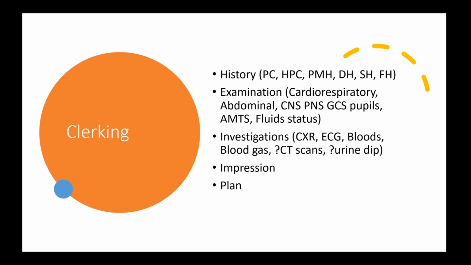Family history is sometimes indicated if it's, for example, a young patient who had a sudden collapse when exercising. See if they've got any family history of sudden death.